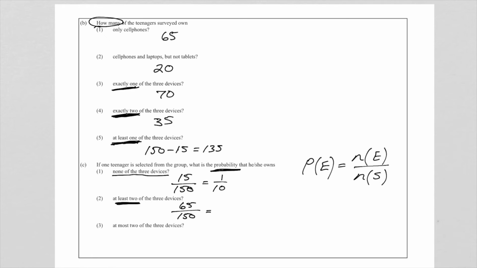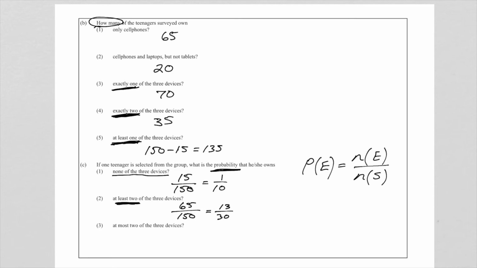150, and now it is not too difficult to simplify this fraction, and you can check and see if you agree with me. I get an answer of 13 over 30. So that is the probability that when one person is selected, that person will own at least 2 devices.